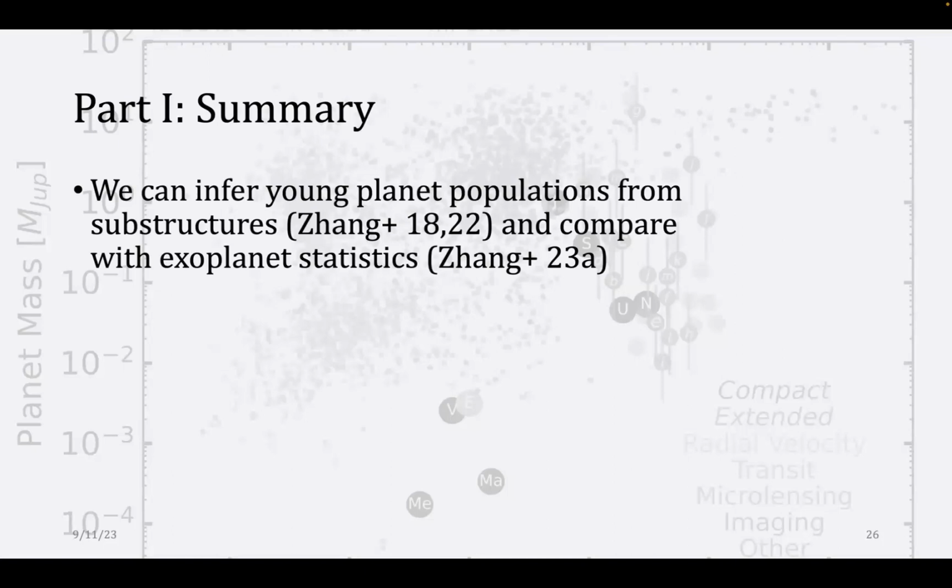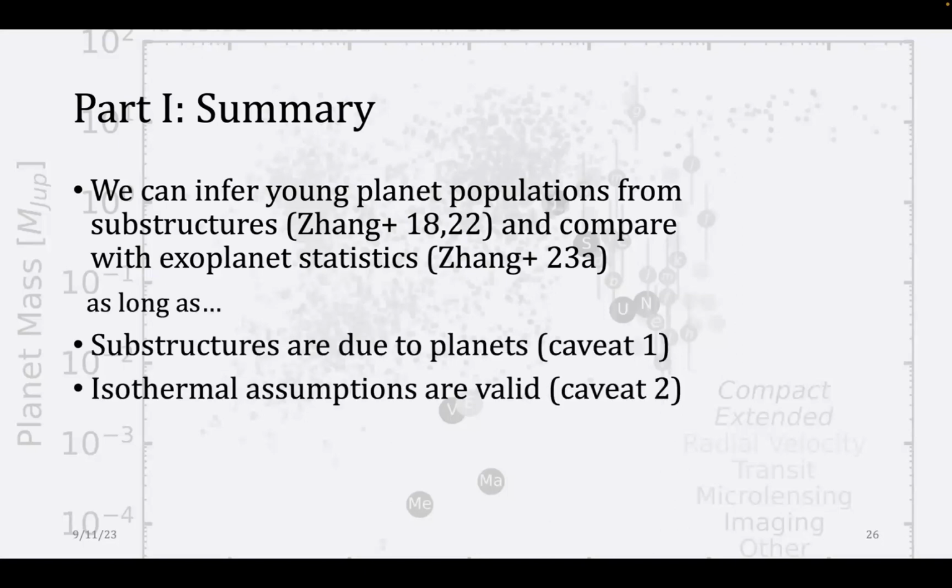So to summarize, the first part is that we can infer young planet populations from substructures and compare them with exoplanet statistics. But there are two caveats, and very big caveats. The first one is that we have to assume that all these substructures are due to planets, which might not be true. And secondly, we have to believe that the isothermal assumptions are valid, which might not be true either.